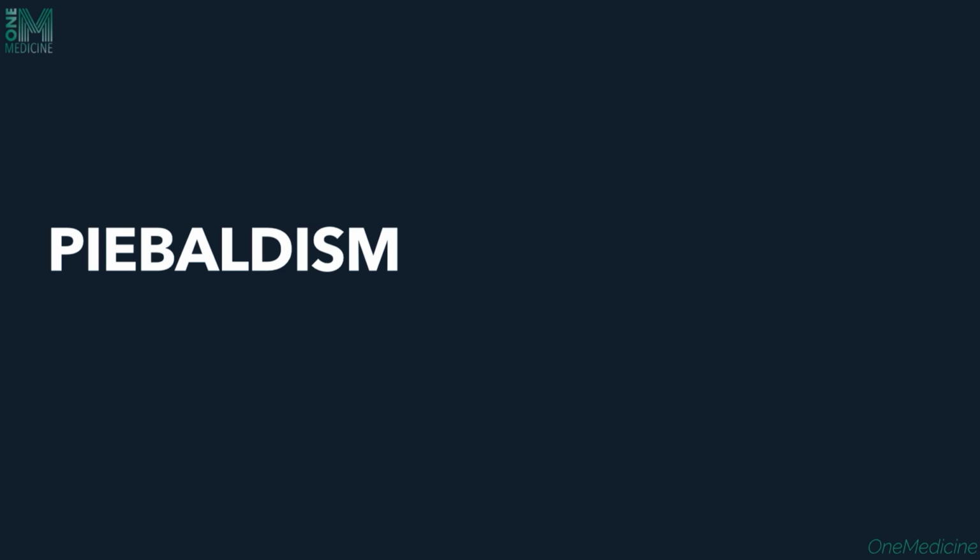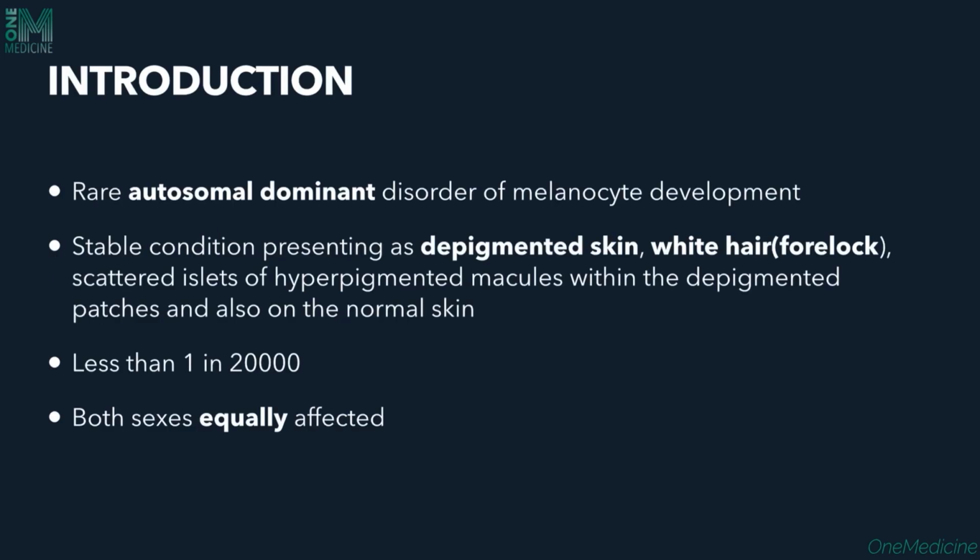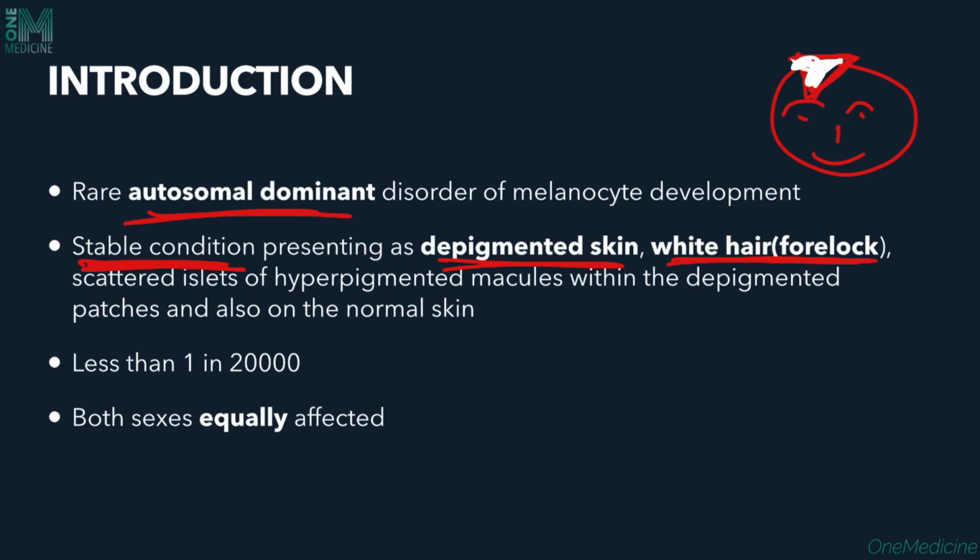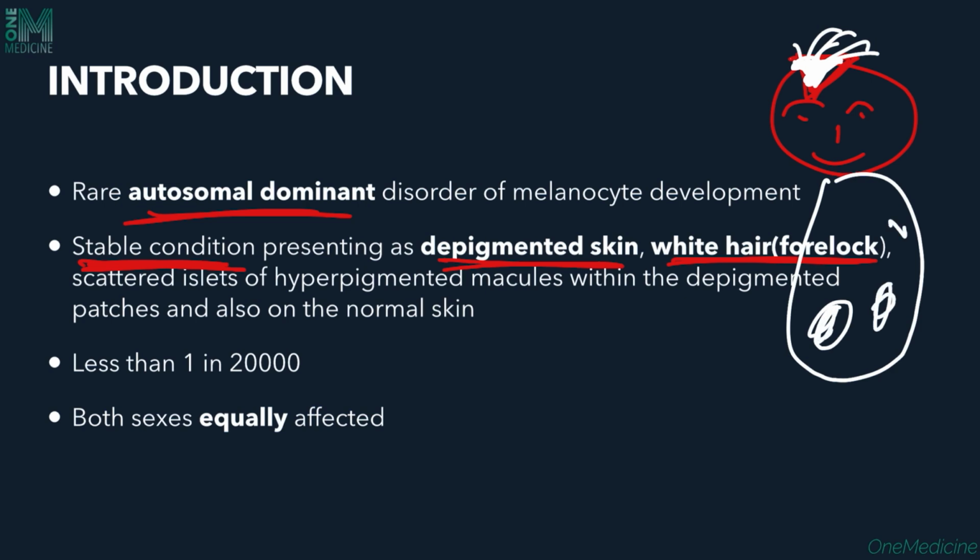Firstly, we'll talk about piebaldism. It's a rare autosomal dominant disorder of melanocyte development. It's a stable condition which does not progress but is seen since birth, wherein we see depigmented skin with white hair or a white forelock. On the forehead, there will be a triangular patch of depigmentation along with the hair also being depigmented or white in color. That's the white forelock. On the rest of the body also, there will be depigmented patches, mostly on the anterior part, and on the limbs also it can be present.